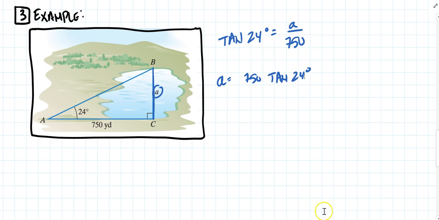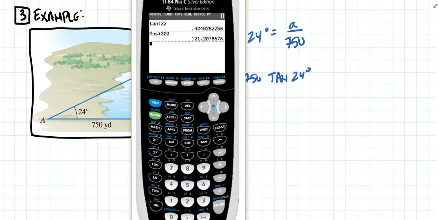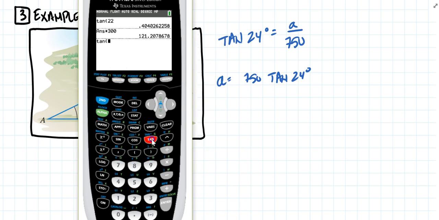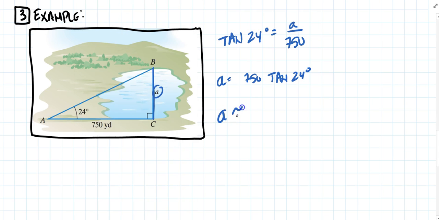So again, I need the calculator out. I'm going to take the tangent of 24 degrees, and then I'm going to get that answer and multiply it by 750 yards. So therefore, the distance across the lake is approximately 334 yards if I just go to the nearest yard. So A is approximately 334 yards.